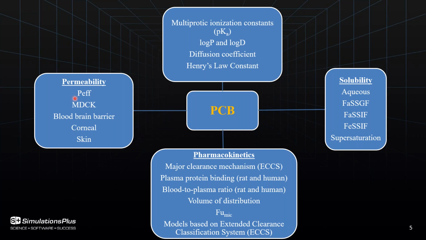And then for permeability, one of the most important models is the human jejunal permeability, or PEF model. And this is highly related to the fraction absorbed, and with that and the solubility are major determinants of the fraction absorbed of a compound.